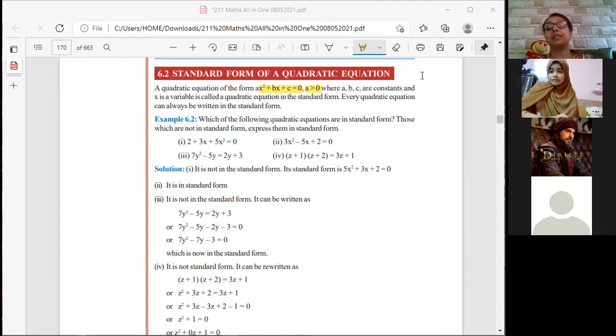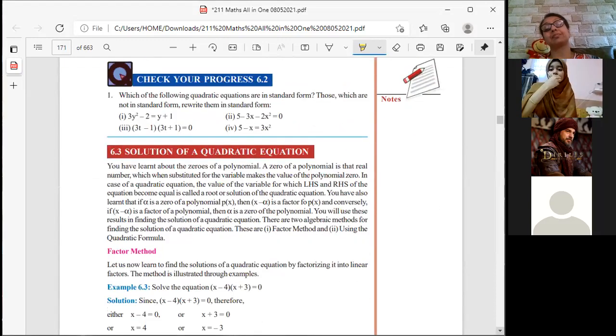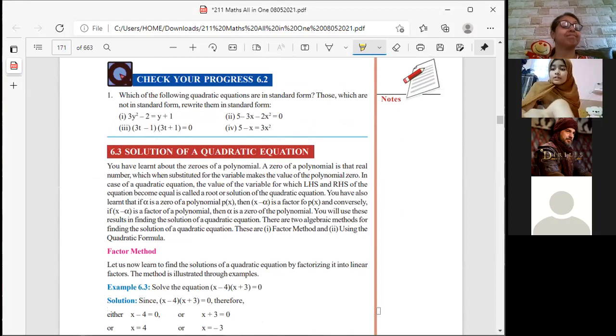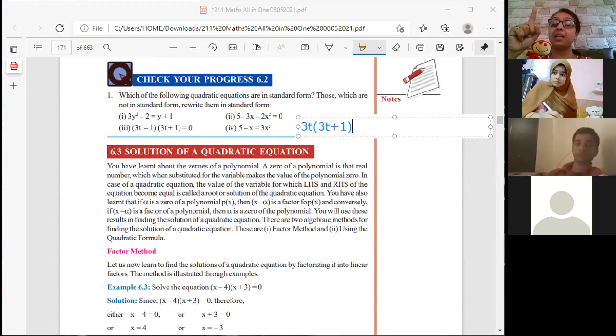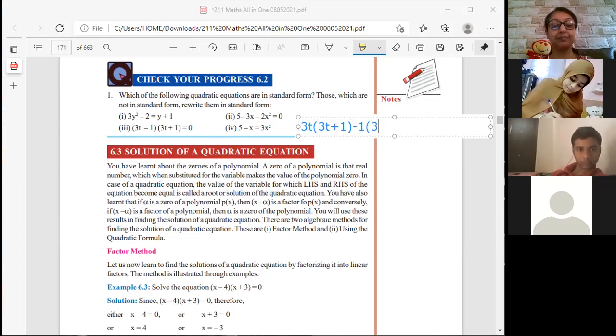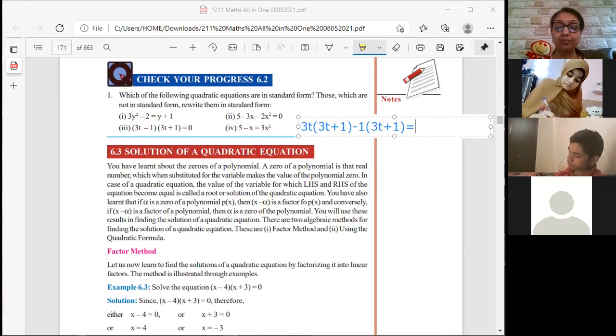Yes. Now let us look at our third question. Tell me whether it is in the standard form. No, it is not in the standard form. So now I have to make it in the standard form. Now I can see two brackets. When I see two brackets, what am I supposed to do? First bracket, first one, multiply with the second bracket. Then whatever is remaining in the first bracket, write with the sign. So I write minus 1, multiply with the second bracket. I hope now it is very clear. Yes or no?